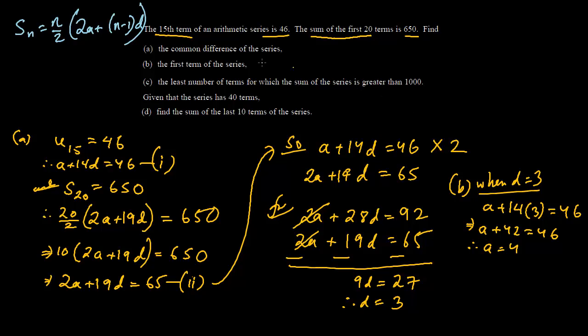But apart from that, there might be other parts of the question. So in question number C, we have, find the least number of terms for which the sum of the series is greater than 1000.